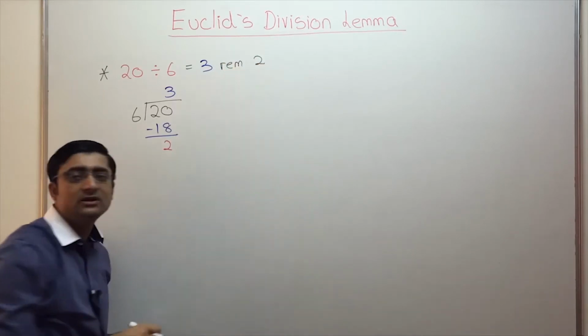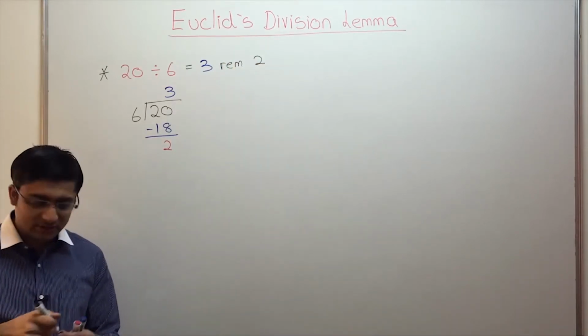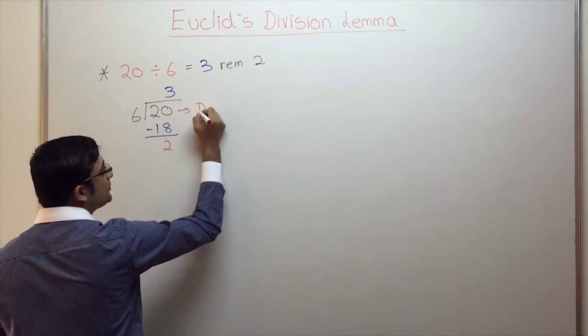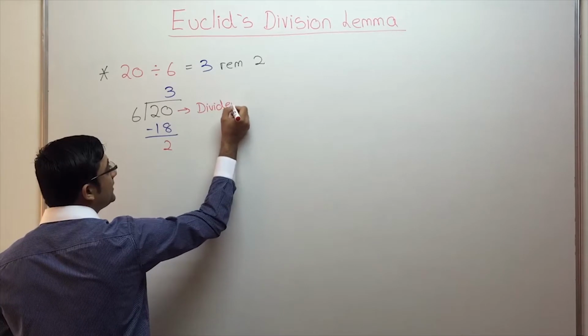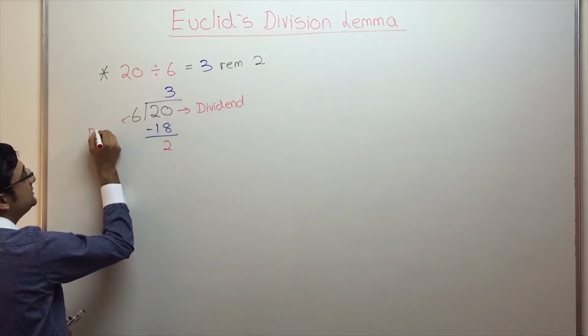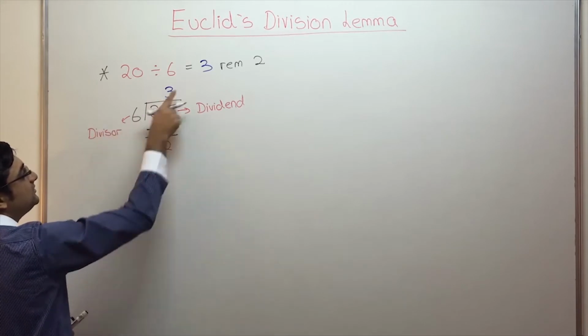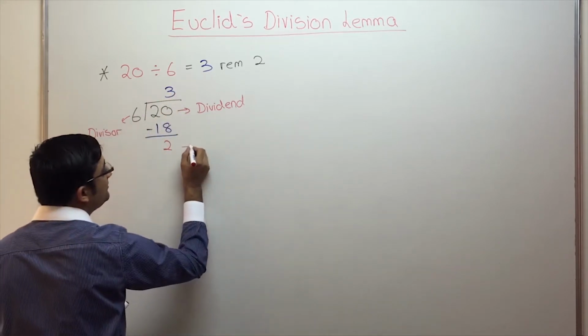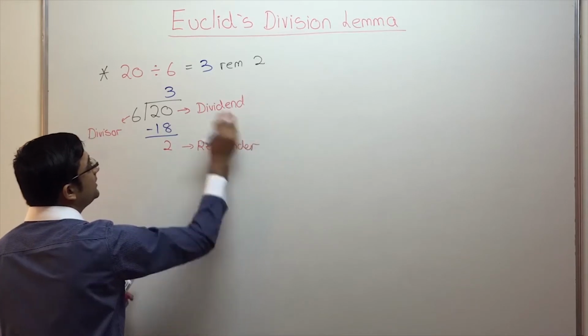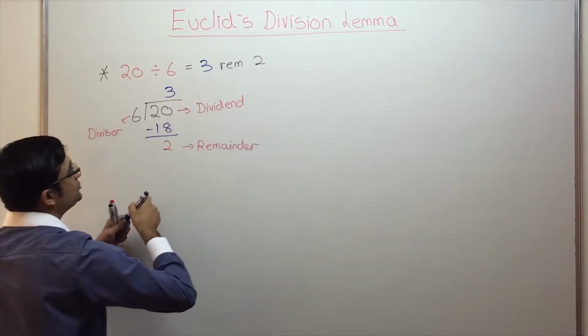Next, we learn the four terms: dividend, divisor, quotient, and remainder. What is a dividend? The number which you are dividing, in this case 20, is your dividend. The number by which you are dividing, in this case 6, is your divisor. Next, this over here is the quotient, and this over here is the remainder.